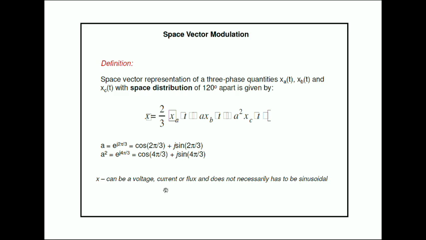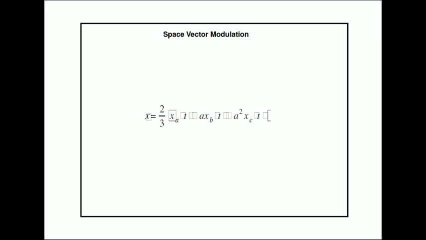X can be a voltage, current, or flux, and it does not necessarily have to be sinusoidal. That means it is an equation for any three-phase quantities like voltage, current, or flux, and in this condition it may not be sinusoidal also. So this is the space vector equation.